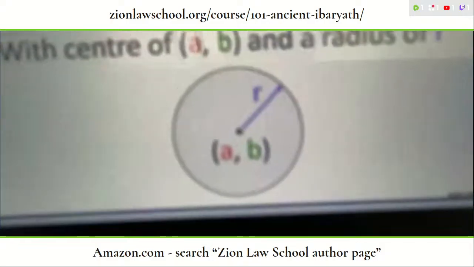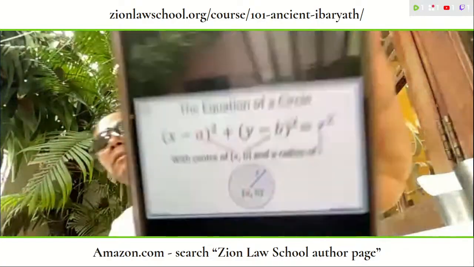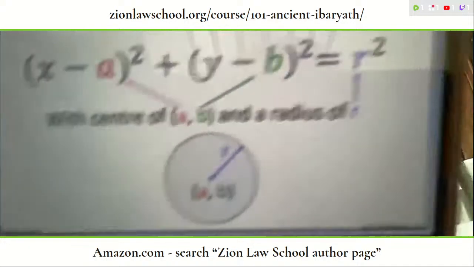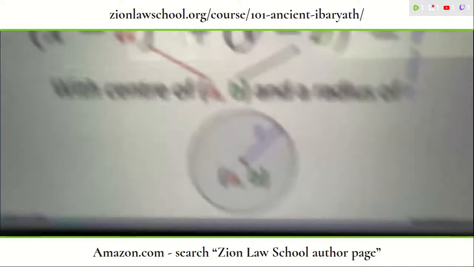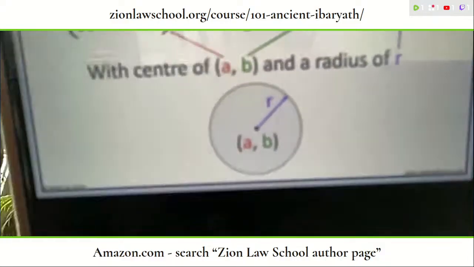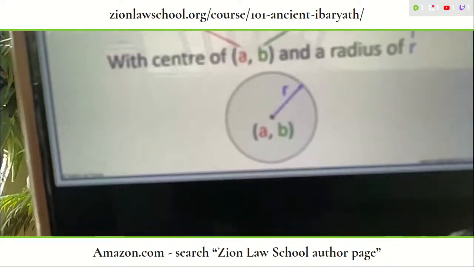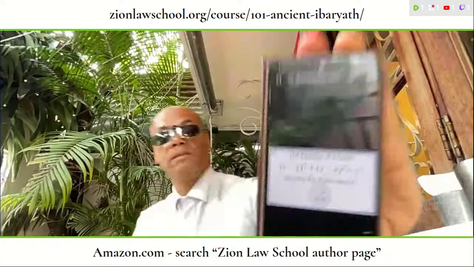Now the circle represents a force field. The circle is a force field. And the force field keeps everything inside of it, okay? Let me show it again. The circle is a force field that keeps everything inside of it. Now you look at the center, point A, comma B. This is the center of the circle. So what is it telling us?